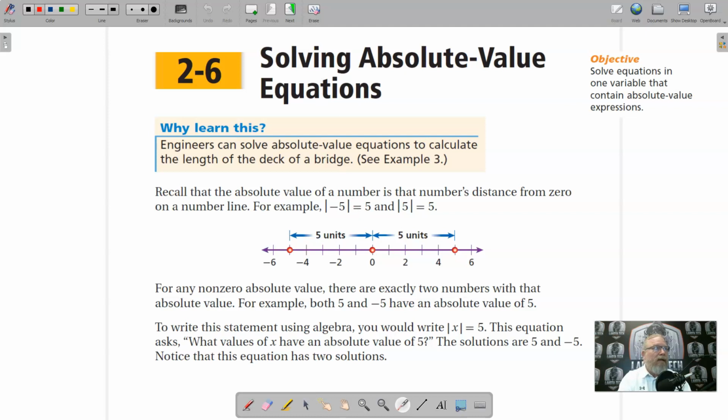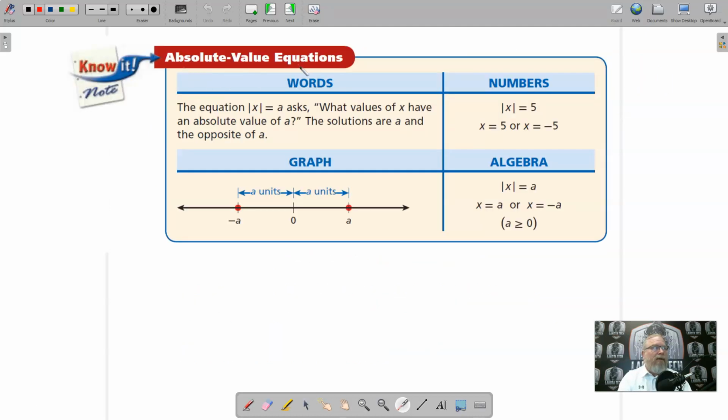So for absolute value equations, in words we say the equation, the absolute value of x equals a. This is asking what values of x have an absolute value of a. The solutions are a and the opposite of a, or another way to say the opposite of a would be -a. In numbers, we have the absolute value of x equals 5, while the two possible solutions are x equals 5 or x equals -5.